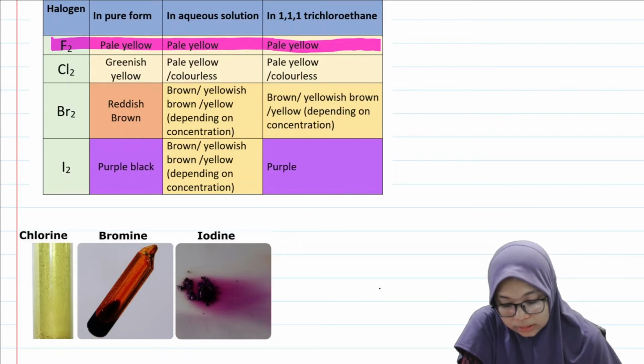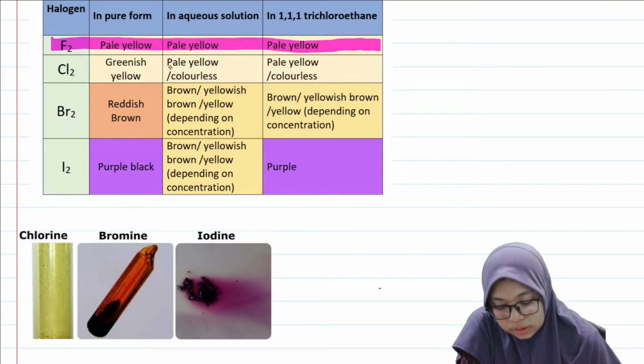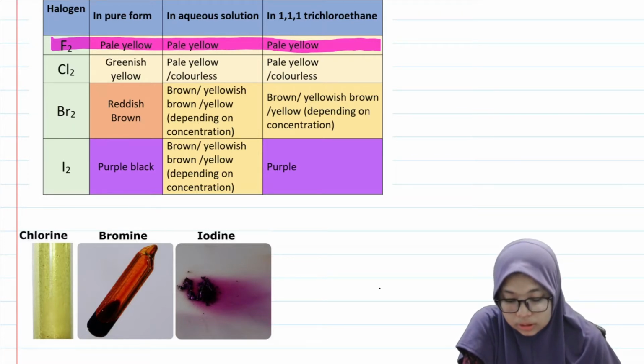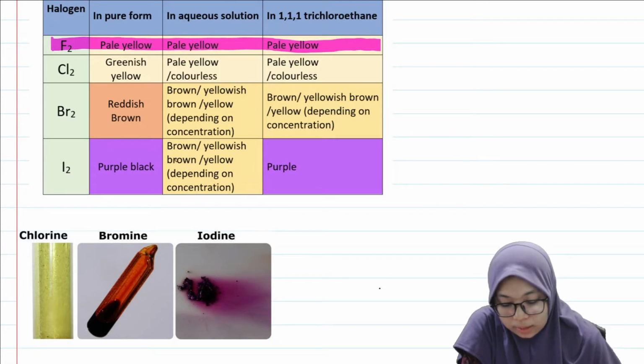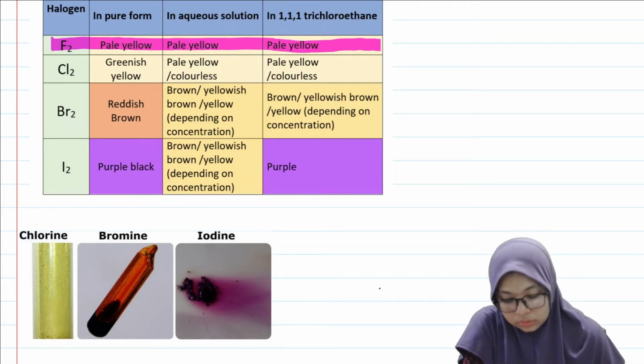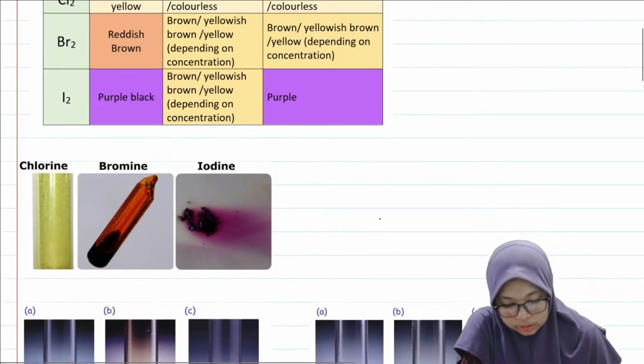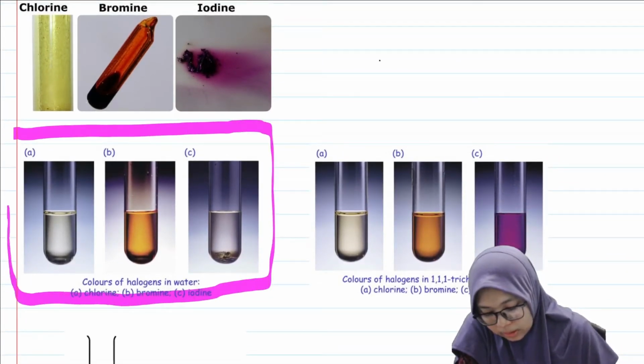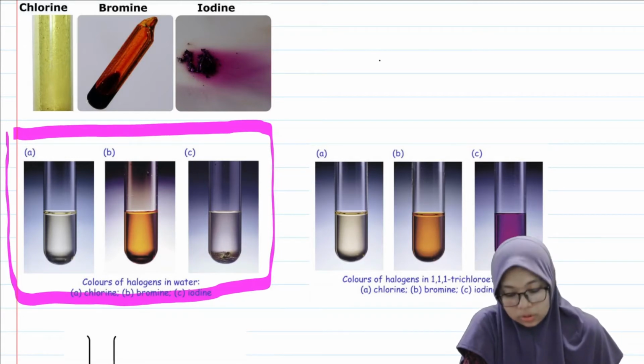So this is the actual color of chlorine, bromine and iodine. In the aqueous solution, the color of chlorine is pale yellow. Bromine is brown, yellowish brown or yellow, depending on the concentration that we use. Iodine will have a similar color to bromine, which is brown, yellowish brown or yellow, also depending on the concentration. So let's look at the color of these halogens in aqueous solution.